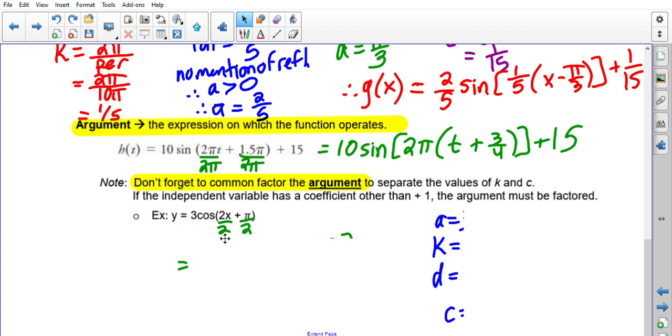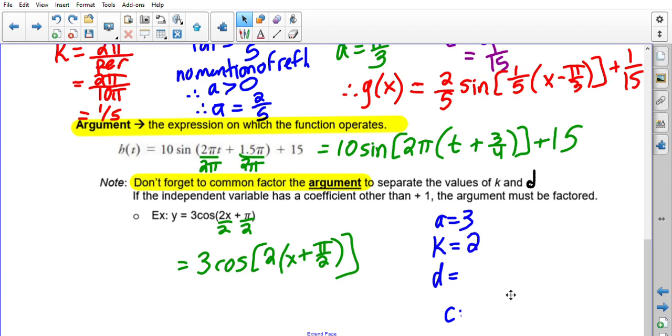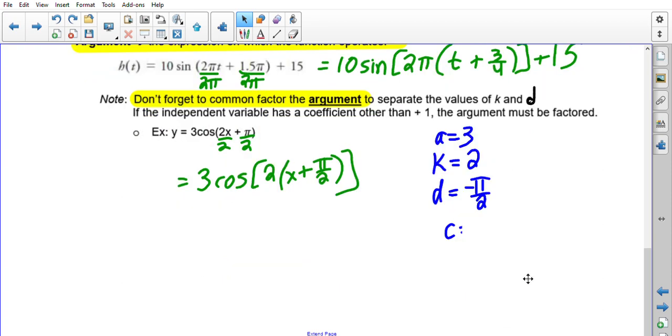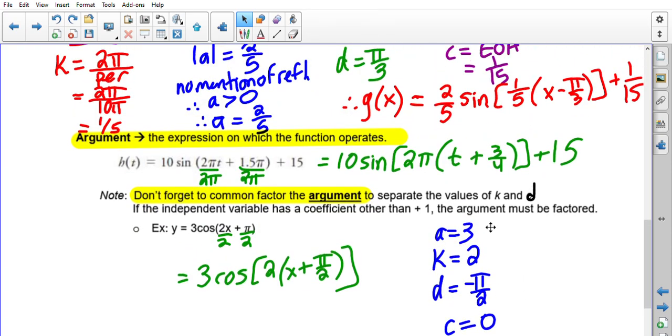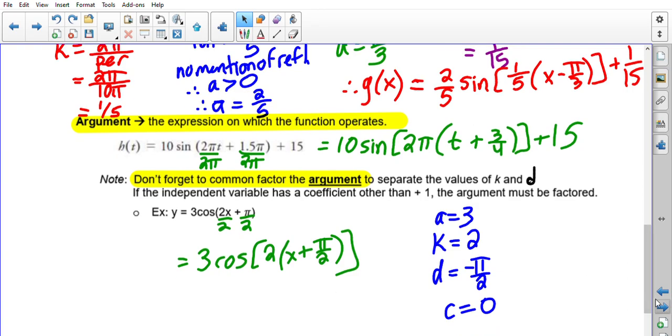Okay, so let's practice again here. Let me just fix that here to the d value. All right, so we have y equals 3 cos 2x plus pi. So again, I see a coefficient other than 1 with the x, so I divide out 2, and that will leave me with 3 cos bracket 2 and then x plus pi over 2. So in this case, my a value is 3, my k value is 2, my d value is negative pi over 2, and my c value doesn't exist, so it's 0. All right, let's try on the next page.